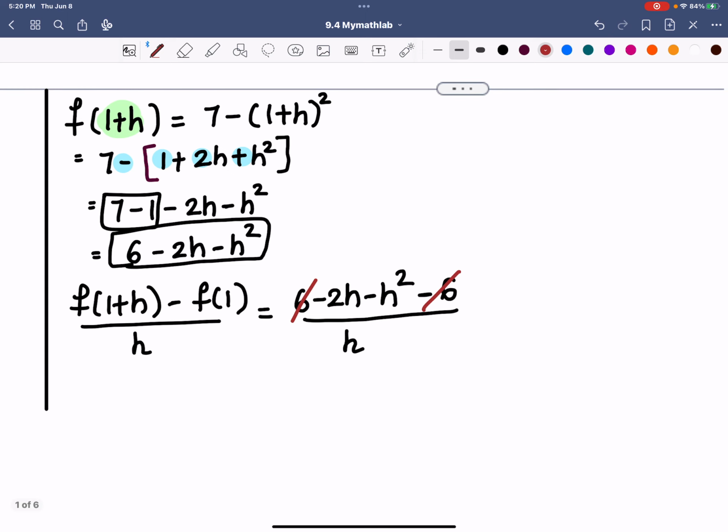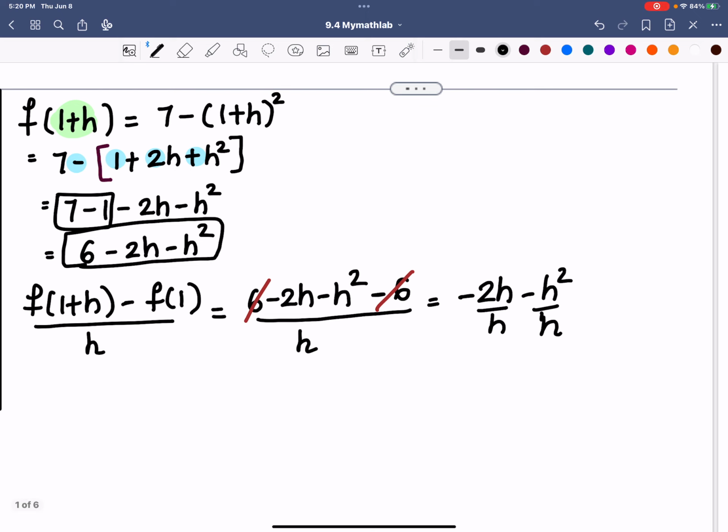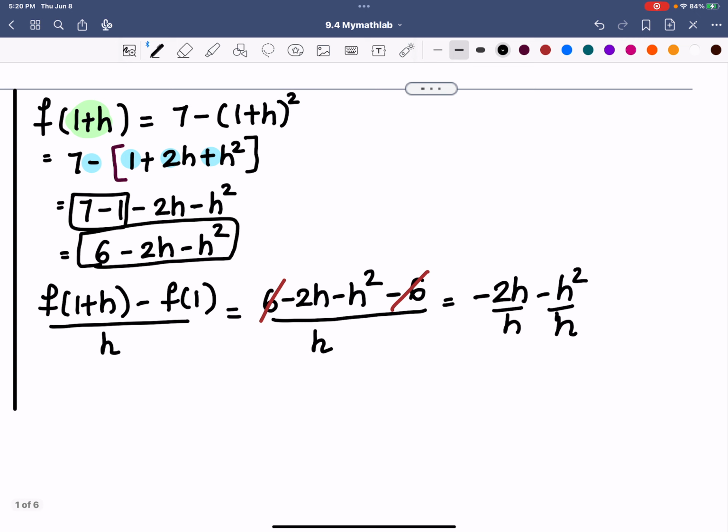Now what I like to do is negative 2h divided by h, minus h squared divided by h. I like to do this. I mean, you don't have to. I like to do this because I'm making sure I'm dividing every term. So what do I have?